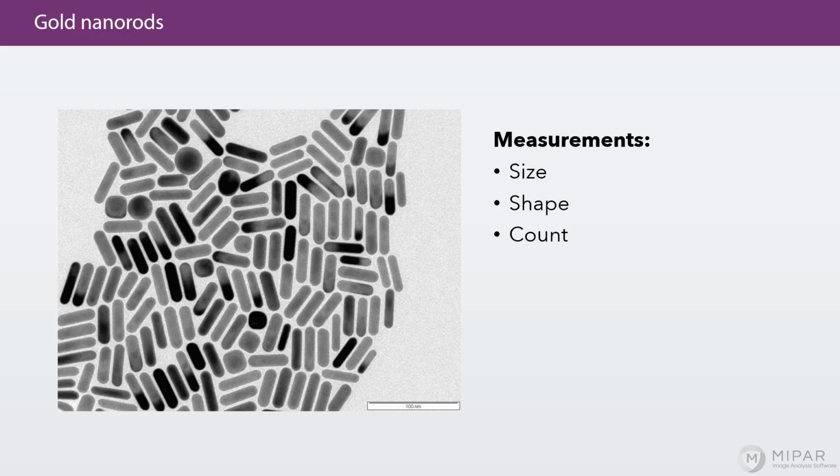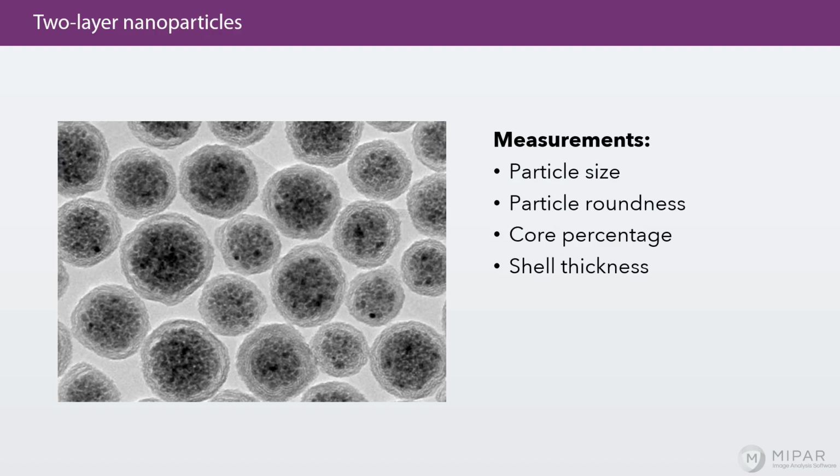So let's get to a brief overview of all the images that we'll do. Here is our first image of gold nanorods, and we'll be measuring the size of the nanorods, their shape, and counting them. And our next image will be some two-layered nanoparticles, so particles with cores in the middle and shells around the outside. From this image, we want to get particle size and the roundness of them. We also want to get some information about the composition of the particles. What's the percentage that's the core, say, and what's the thickness of the shell?